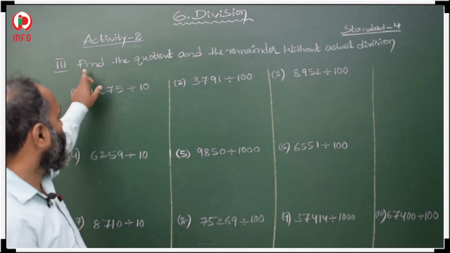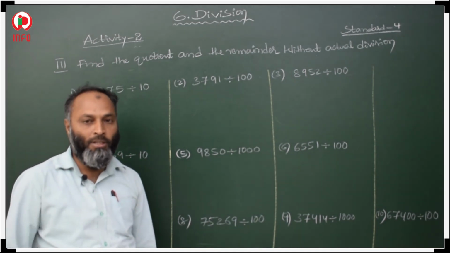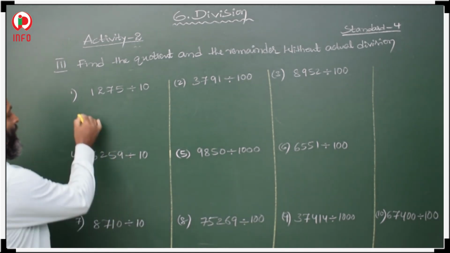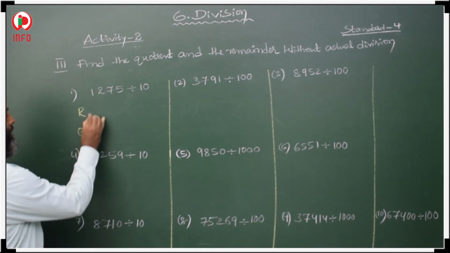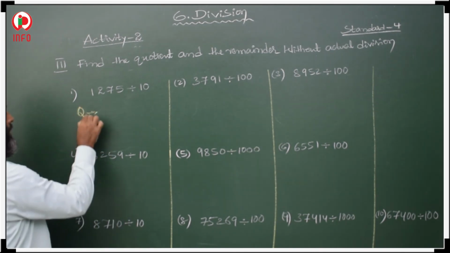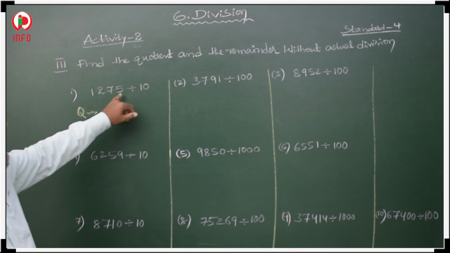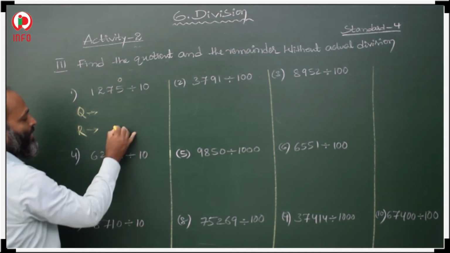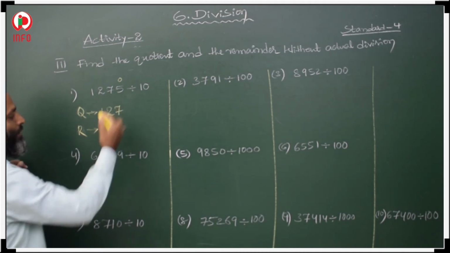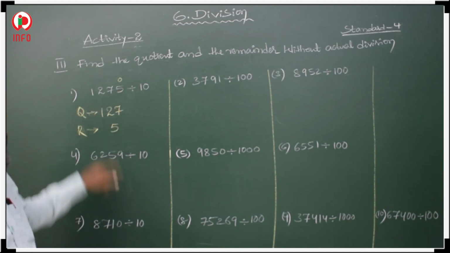See here students, find the quotient and remainder without actual division. So, without division we have to say what is the remainder and what is the quotient. First you have to write quotient and after you have to write remainder. Here we are dividing with 10. Last one place, the ones place, is our remainder and the rest of the places are quotient. When we divide with 10, only the ones place is our remainder, the rest of the places are quotient.